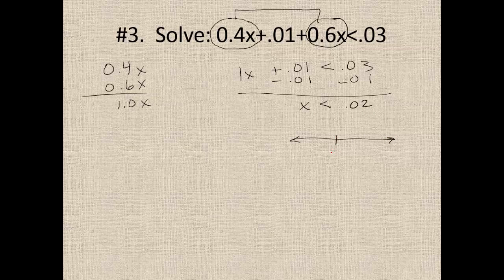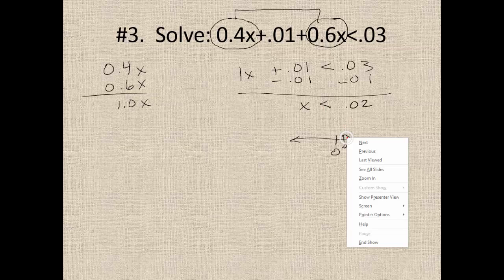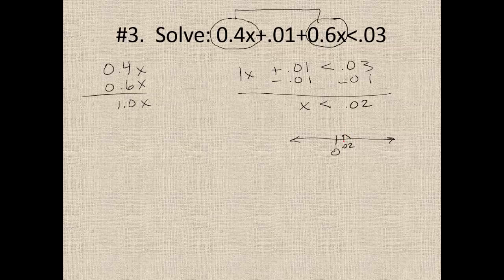For this one, you might want to also put 0 on your number line. There's my 0.02, just above 0. And it's strictly less than, so I'm going to do a hollow circle around it. And less than is in this direction. So anything less than 0.02 is a solution, including 0.